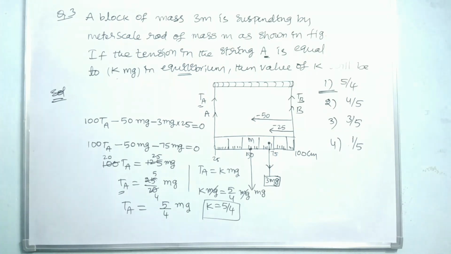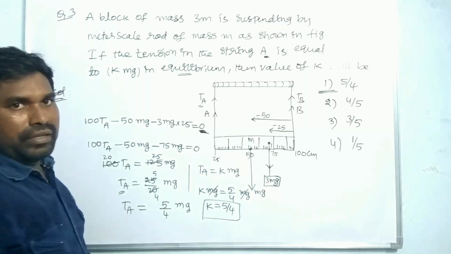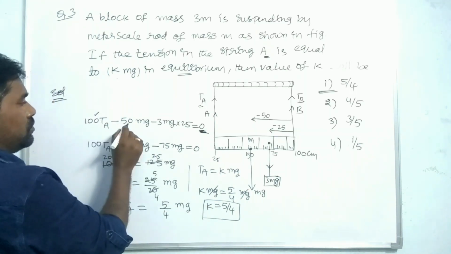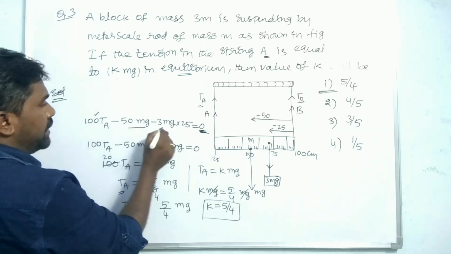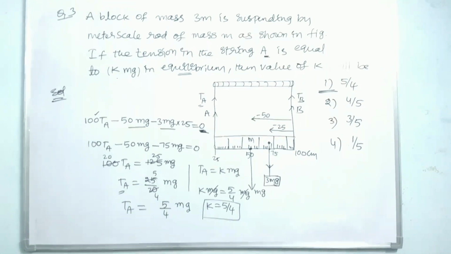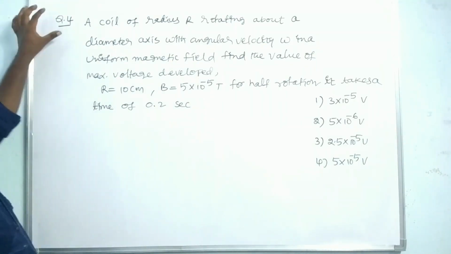Simple. Equilibrium means all the forces sum to 0. Upward forces are positive, downward forces are negative, so simply you have to calculate. Understood? Right, let us see one more question, that is question number 4.